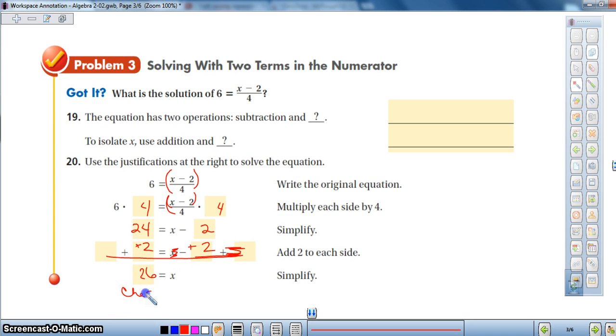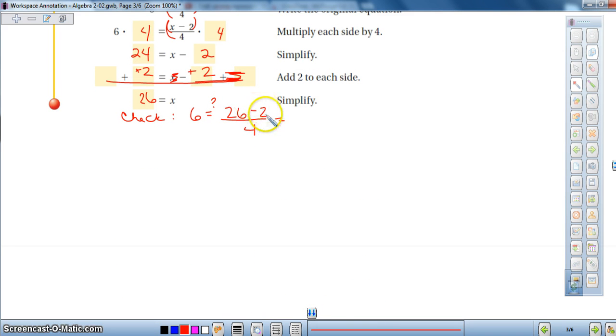Does it check? Always going back to your original. Never your first or second equation, always your original. So the question is, does 6 equal 26 minus 2 divided by 4? We replace our x with 26 minus 2. Again, if you need to watch this video a couple of times to refresh your memory with solving equations, you should do so. Again, as we look at solving this, does it check? 26 minus 2 is 24, and 24 divided by 4 does equal 6, and it checks.